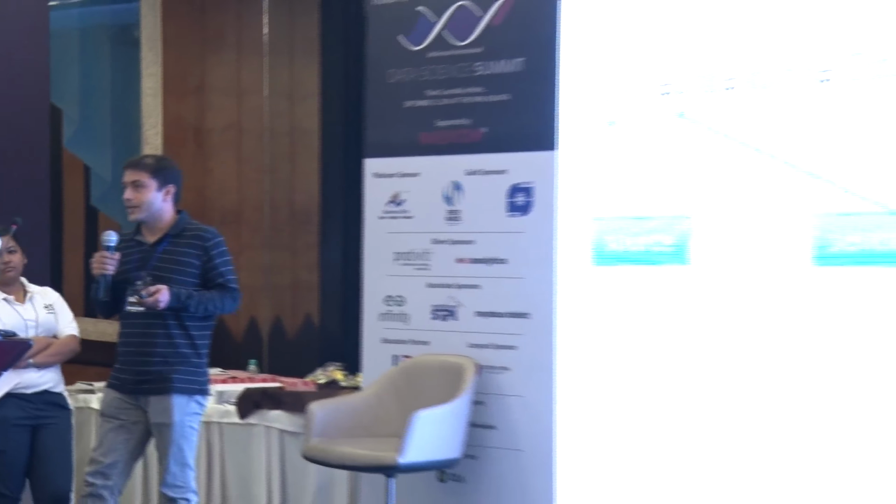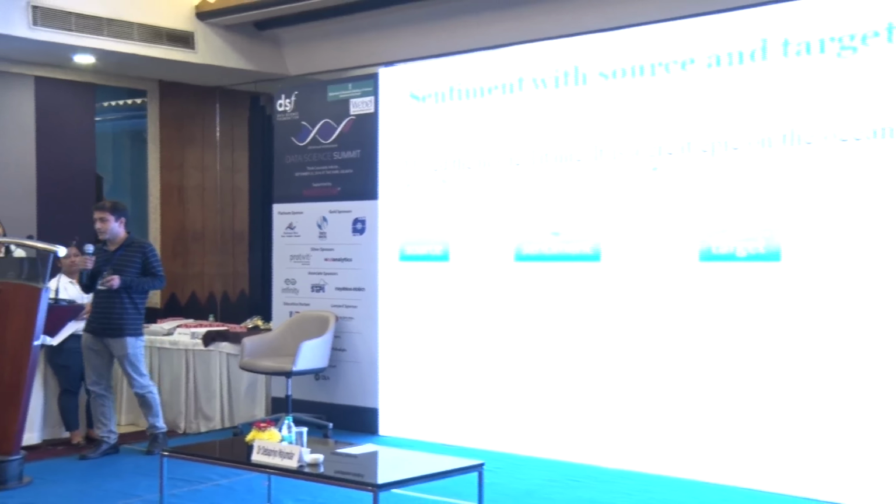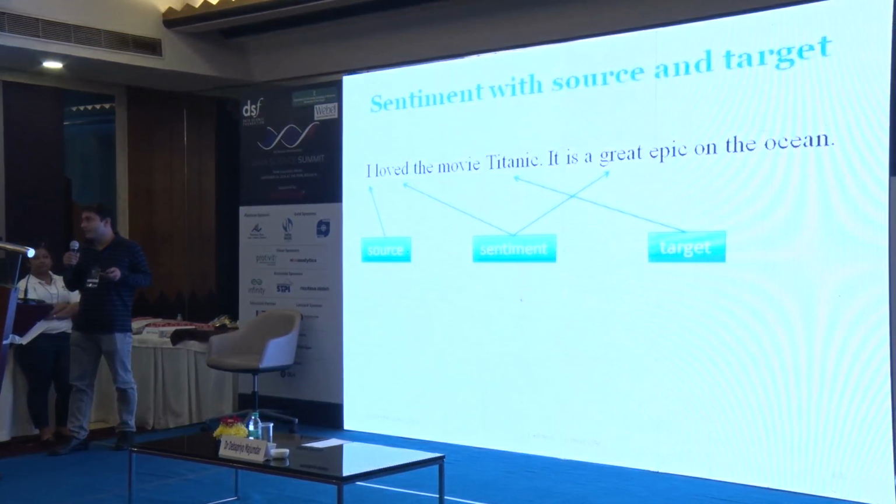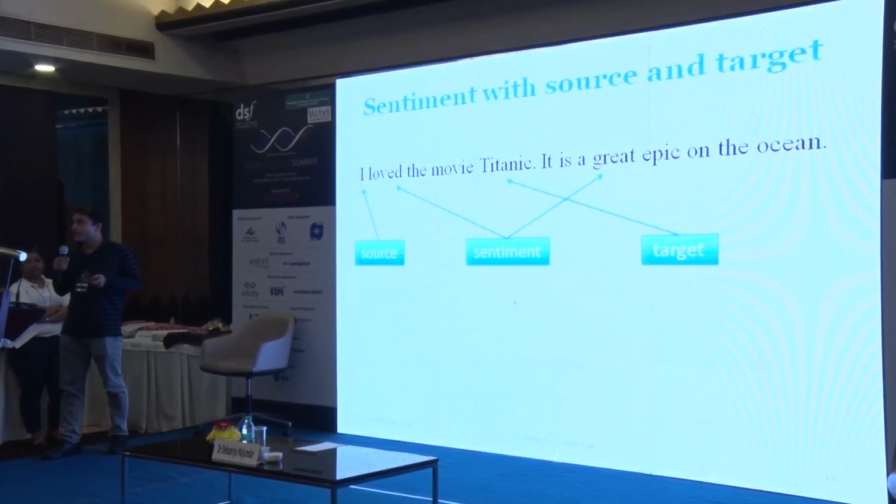A more complex task, which will be more useful, is not only to detect the sentiment score, but also to detect who is happy or unhappy about what. So for example, I love the movie Titanic. It's a great epic on the ocean. So the source is I, sentiment, loved and great, okay? Both are positive. And the target is Titanic. Just being happy, well, that's fine. But who is happy and about what?